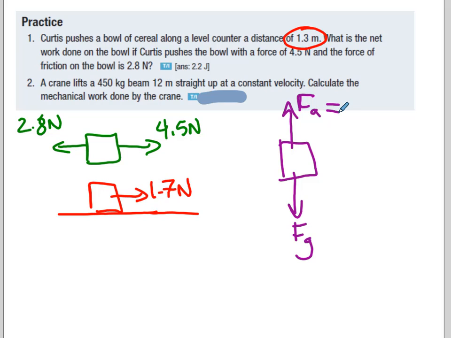So I'm going to say it's 450 kilograms. I'm going to say that's about 4,500 newtons just for the interest of speed, which means my applied force is going to be the same because it's moving at a constant velocity. So if I take my 4,500 and multiply it by 12 meters, then I get 54,000 joules, so 53 kilojoules. That's pretty darn close, mostly due to rounding.